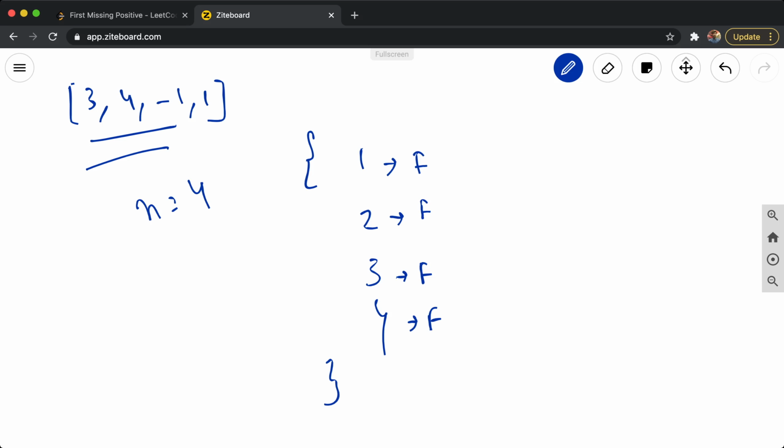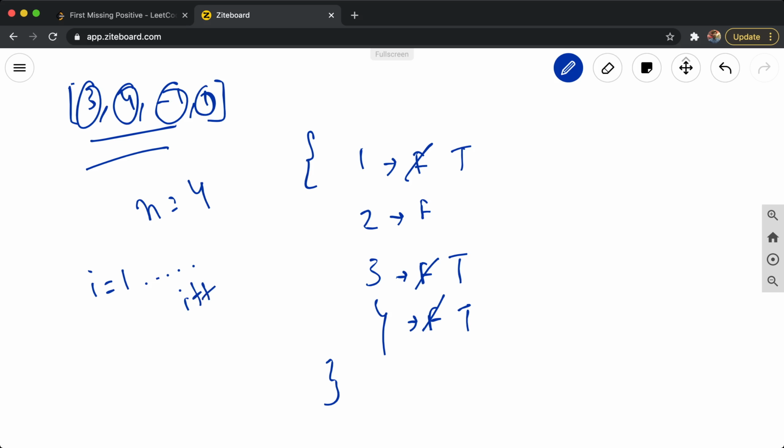So we start reading the array and we see that 3 is present in the array, so we mark 3 as true. Then we see that 4 is present, so we mark 4 as true. Then we find minus 1, and minus 1 is not a positive number, so we can ignore that. Then we find 1 is present in the array, so we mark it true. Now we can start iterating from 1 and check if that number is present in the array. We do i plus plus and we find that 1 is present, so it's not the answer. So we go to the next one, 2. It's not present in the array because it's false, right? Since it's false, the answer would be 2.